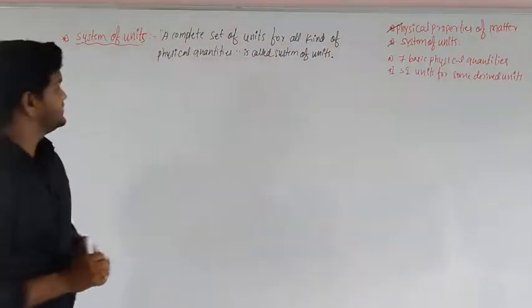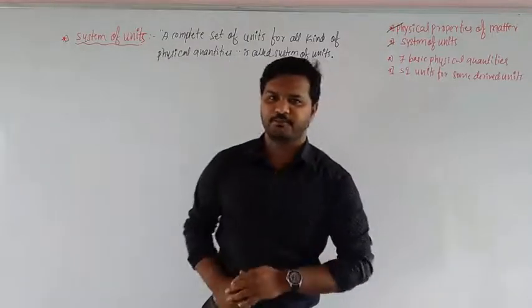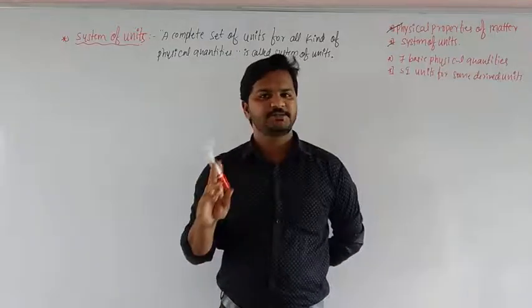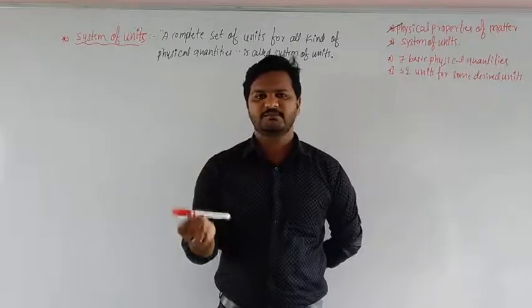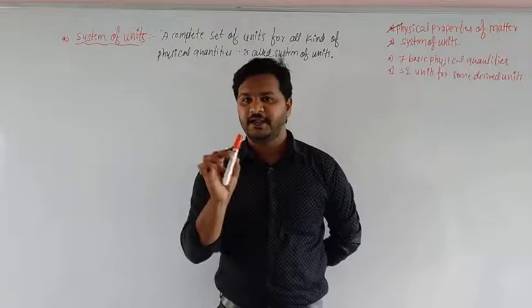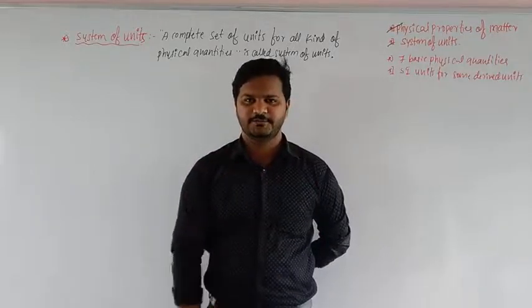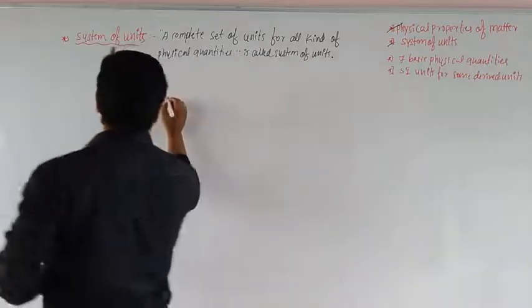Physical quantities. Students, what is a physical quantity? Let's see. For example, this pen. How many grams is this pen? We can say it is maximum 10 gram. So here 10 gram means, 10 is a number and gram is a unit. Or you can take another example.